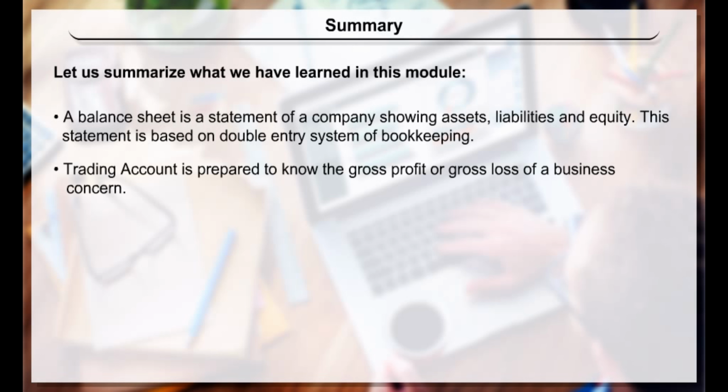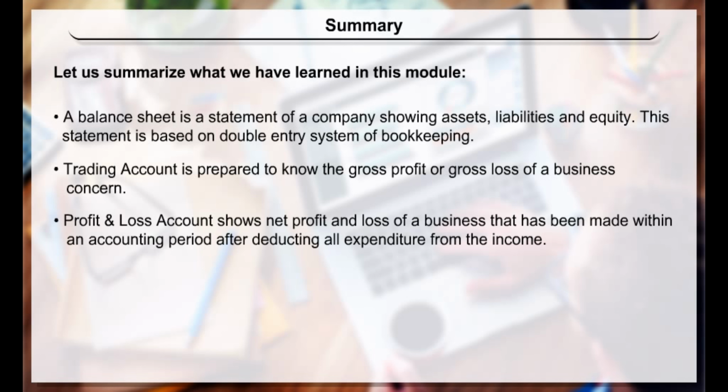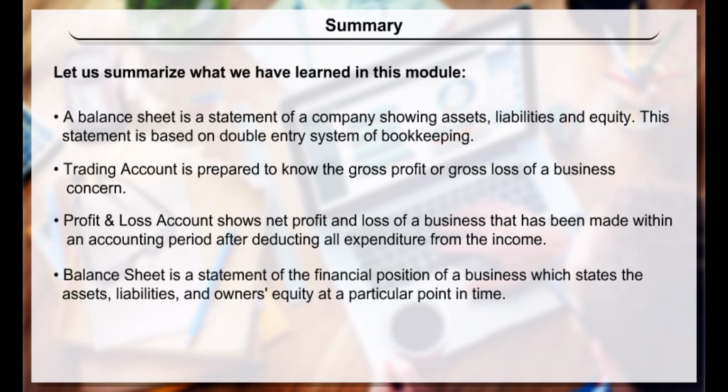Trading account is prepared to know the gross profit or gross loss of a business concern. Profit and loss account shows net profit and loss of a business that has been made within an accounting period after deducting all expenditure from the income. Balance sheet is a statement of the financial position of a business which states the assets, liabilities, and owner's equity at a particular point in time.